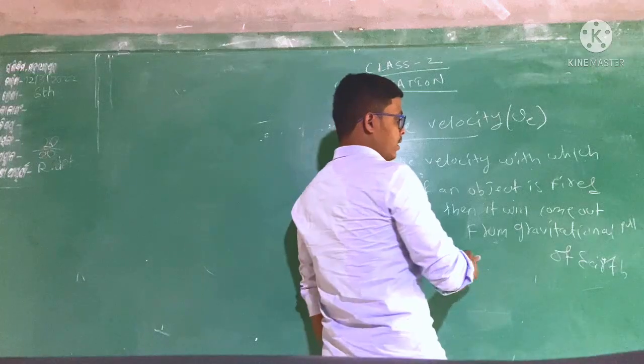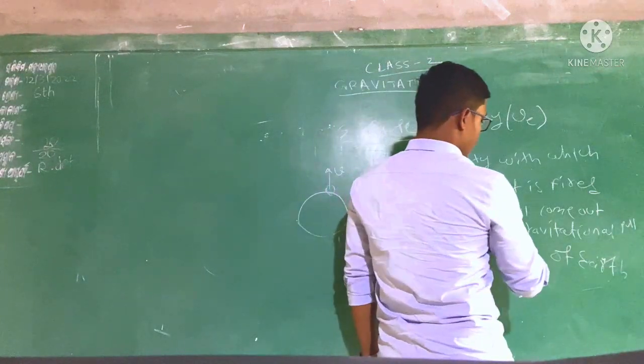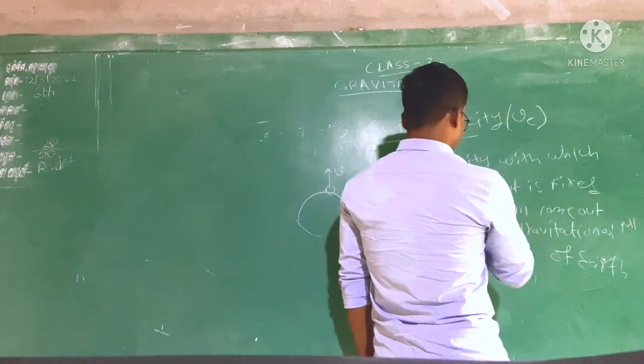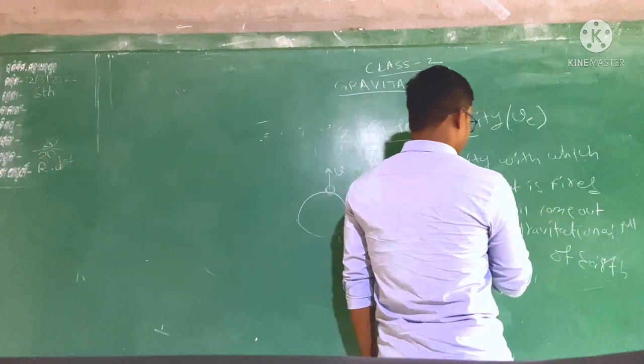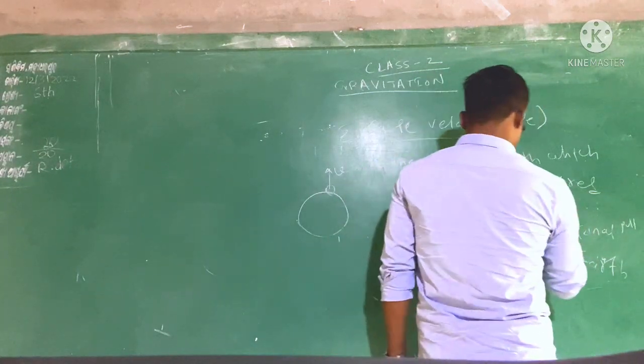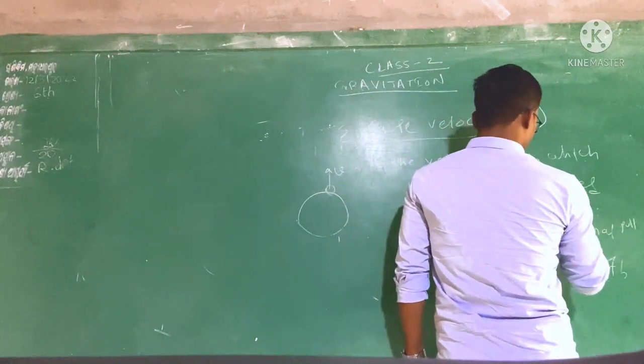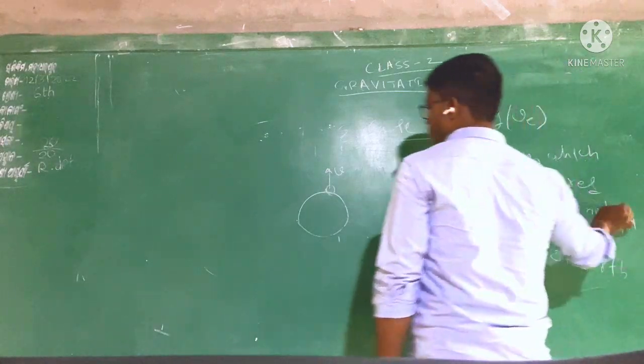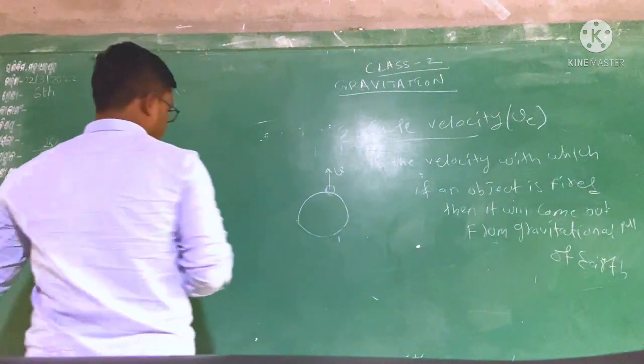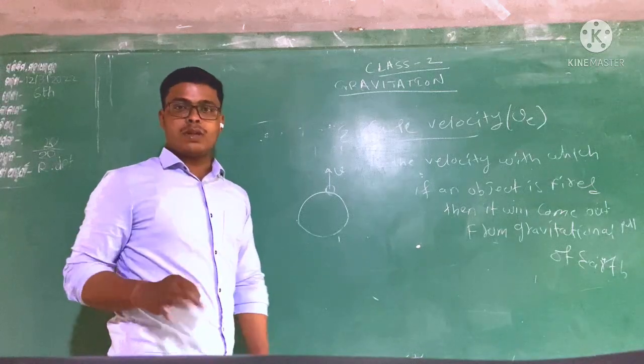So it will overcome the gravitational pull. Okay, so it will never come back. If an object is fired, then it will never come back. Oh, okay, it will come out from the gravitational pull. So it goes out of the gravitational pull, meaning it will not return downward again.